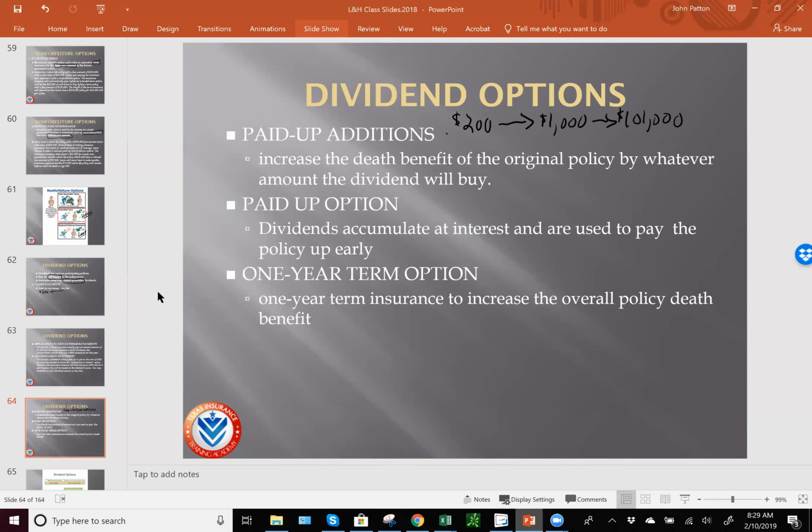Let me go down to the 1-year term option because it is very similar to paid up additions because you're going to add to your death benefit, but it's in the name of it here.